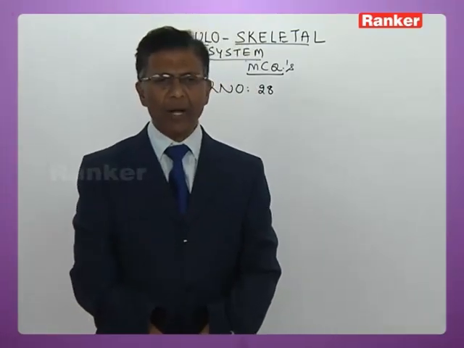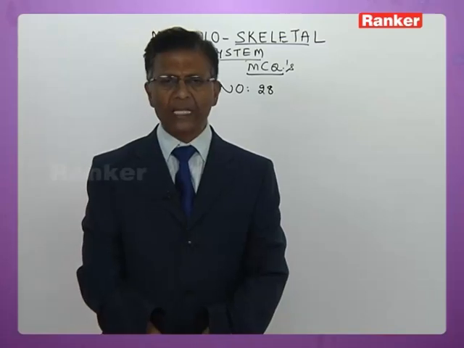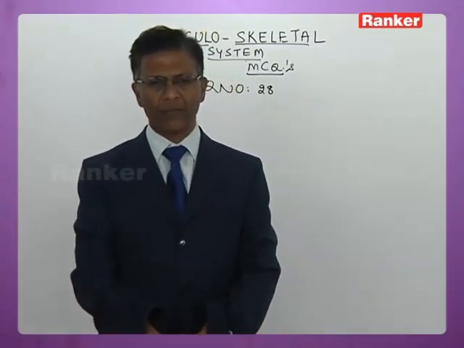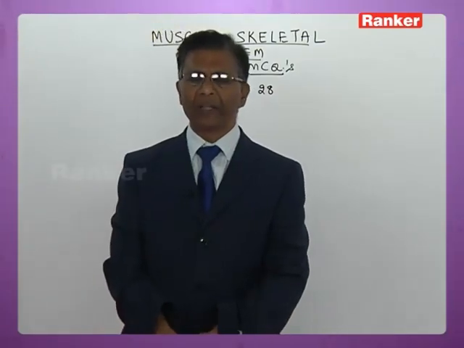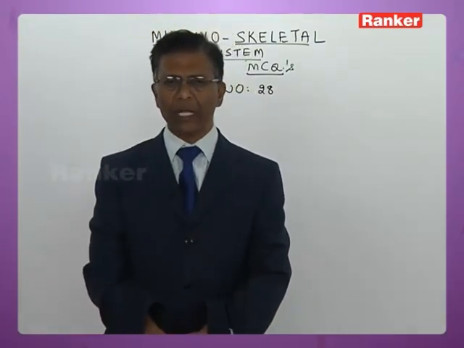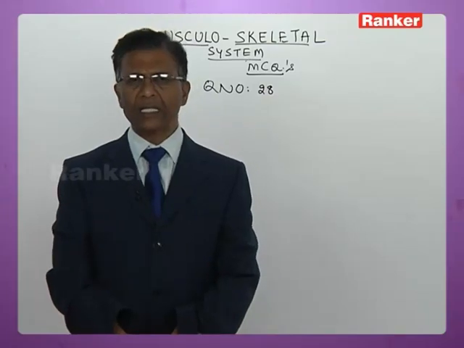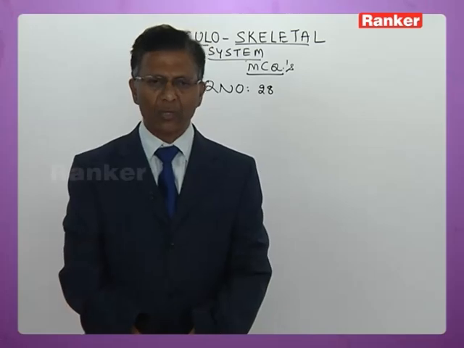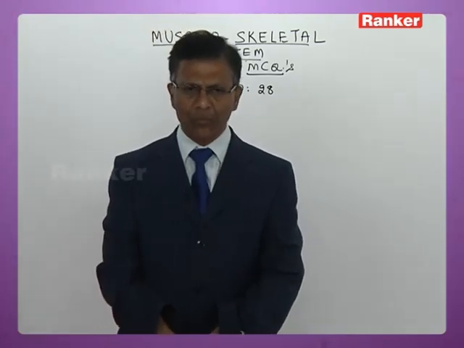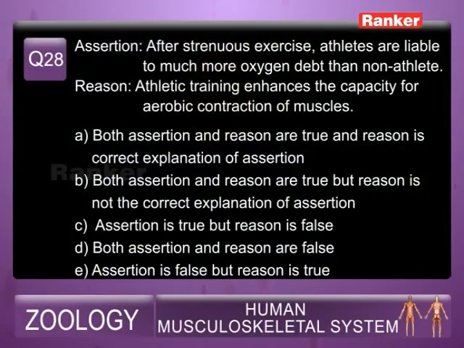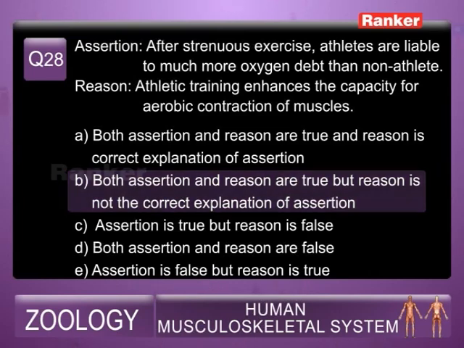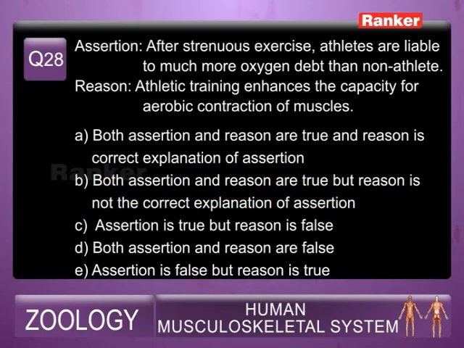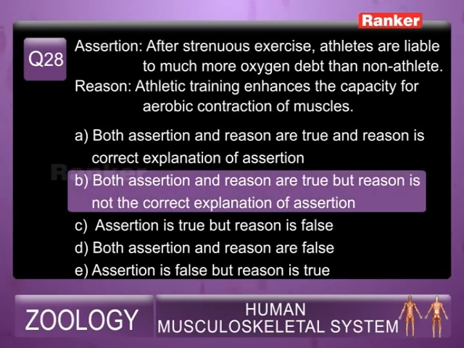Now the reason: what reason is given? Athletes' training enhances the capacity for aerobic contraction of the muscles. When athletes take part in any strenuous physical activity, the muscles start synthesizing ATP by the aerobic method rather than the anaerobic method. So both assertion and reason are true, but not the correct explanation. So you shall go for B, that is both assertion and reason are true, but reason is not the correct explanation of assertion. So the answer for this is B.